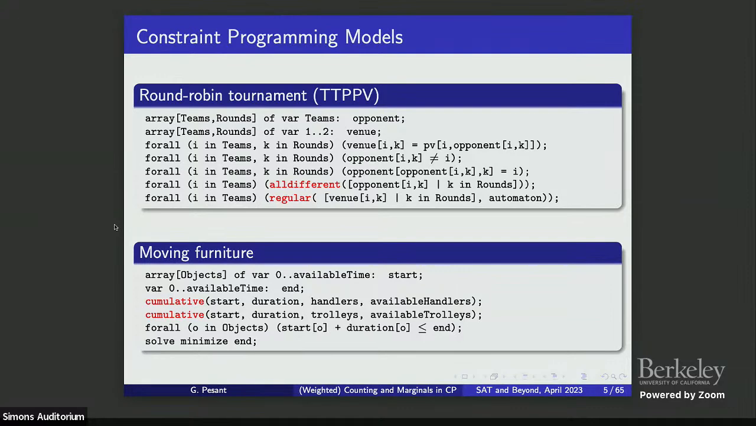Another example here where you're moving furniture, a scheduling problem. Really, you have two resources, handlers and trolleys, that you need to use. And again, this is the whole model. Most of the problem is represented by these cumulative constraints. John mentioned this morning cumulative scheduling. So that's a big chunk of your problem represented there.